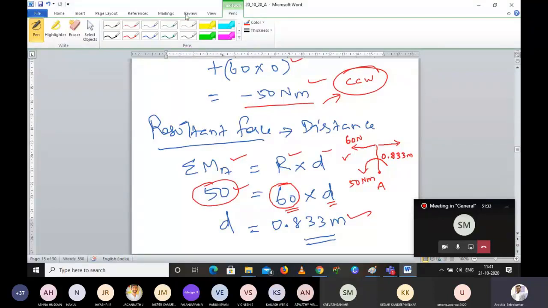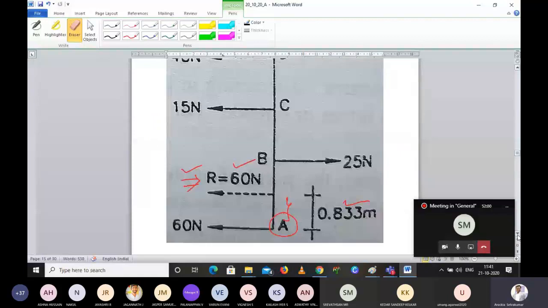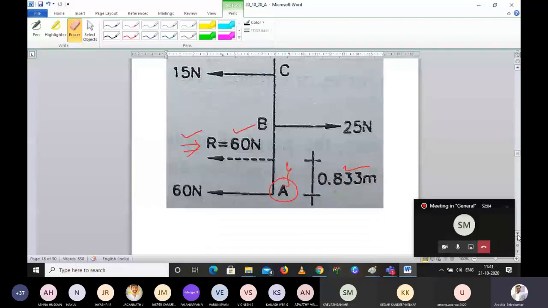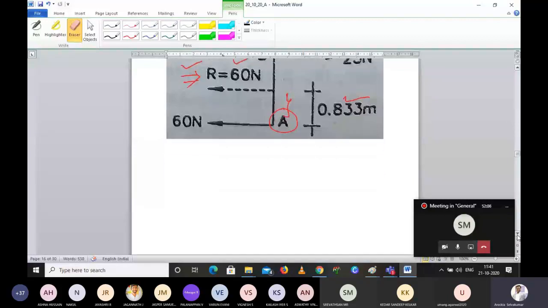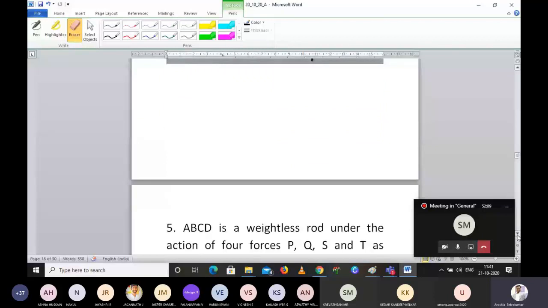Please take a note, guys. Are we clear now? Yes, sir. So those who did not come across this problem, now you must have understood everything. And how to mark the answer, I have given down, with all the forces. You can mark clearly how the resultant force and from which point it is acting, and then the distance also you can give clearly. That's it. Now next one.